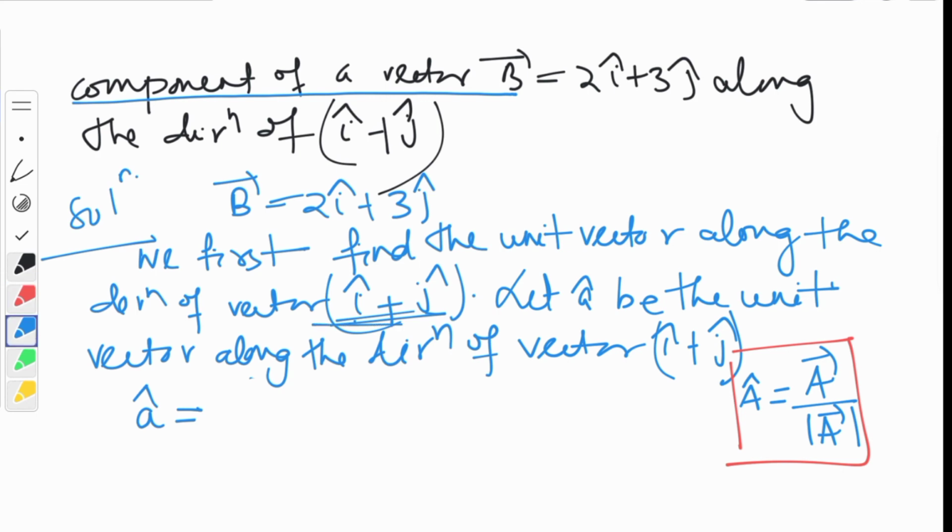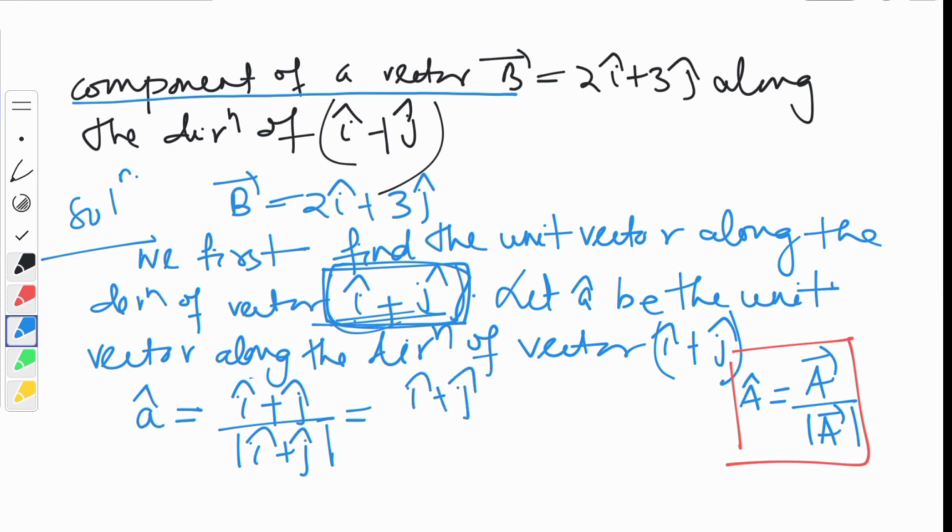So, because we want the unit vector along this, that means I cap plus j cap divided by modulus of I cap plus j cap. So it will be how much? I cap plus j cap, then modulus 1 square plus 1 square. Okay, this thing you know. I am not wasting your time. I cap plus j cap divided by root 2. So you got the unit vector along the direction of this.